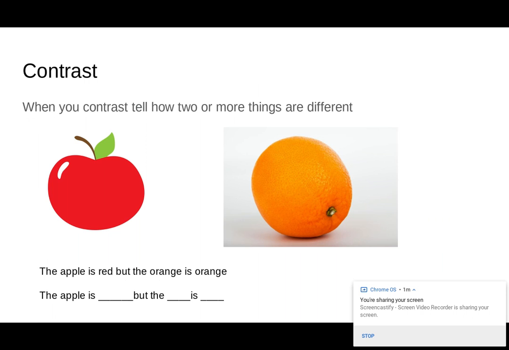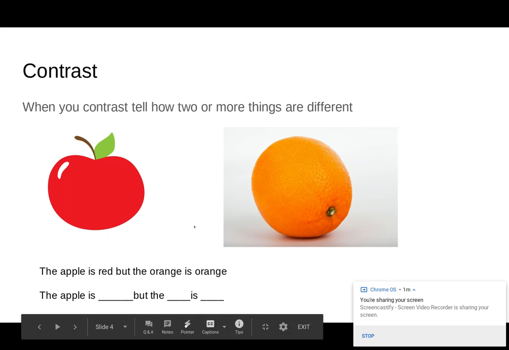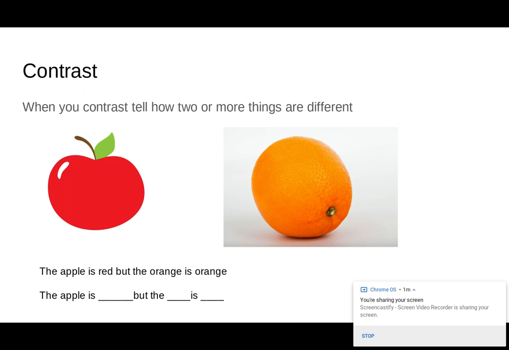Contrasting is the opposite. So when you contrast, you're telling about some things that are different. So you're going to want to use a different sentence stem. So you're going to say, for example, the apple is red, but the orange is orange. So see, right there, you're showing things that are different, not things that are the same. The apple is crispy, but the orange is juicy. So see right there, you're telling things that are different about them.